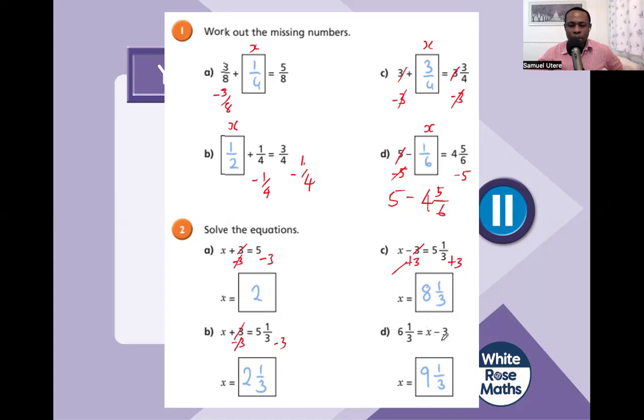Let's do the inverse here. We have to add 3 to get rid of that one. And that will be 9 1/3.